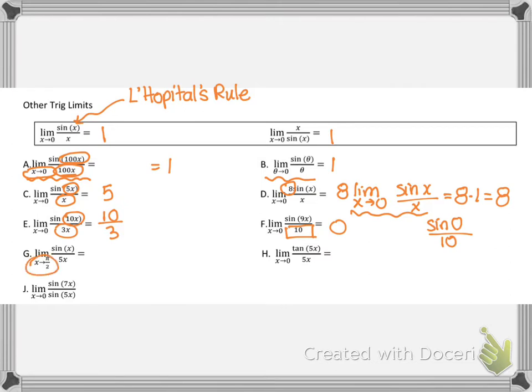G doesn't fit the pattern either because we don't have x approaching 0. We have a pi over 2 here. So I can just plug it in. Remember, it's only trouble if we get a 0 in the denominator. That doesn't give me a 0 in the denominator. That gives me a 5 pi over 2 in the denominator. That's legit.